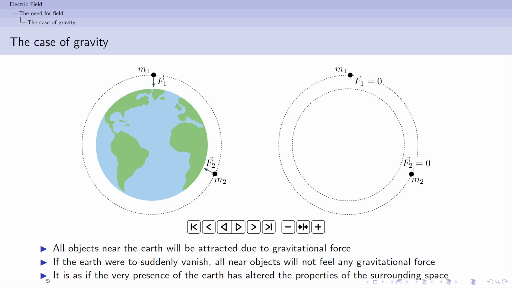So it seems as if the very presence of the earth has altered the properties of the surrounding space. What I mean by that is, these two masses are in some space. Here also they are in the same space, but there is a difference between these two cases. Here these two masses don't feel a force, but here they feel a force, and the difference between the two is the presence of the earth. So as if the very fact that the earth is present has somehow modified the space which surrounds the earth, and these two masses are basically responding to this modification in the space.